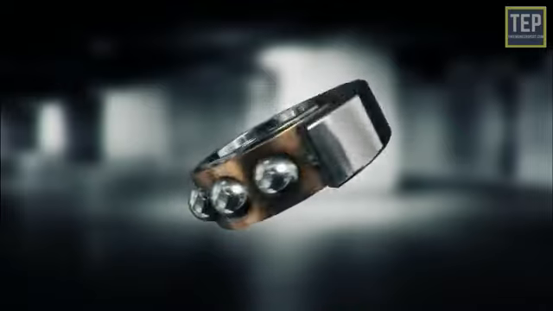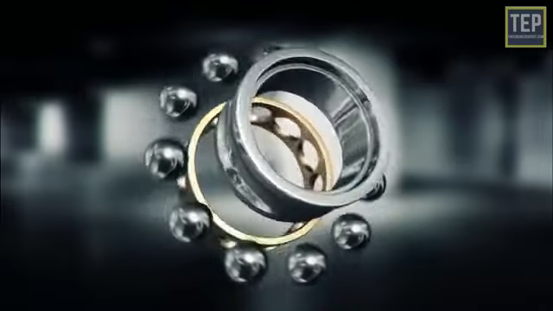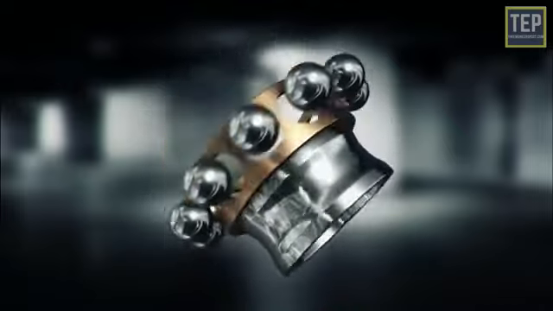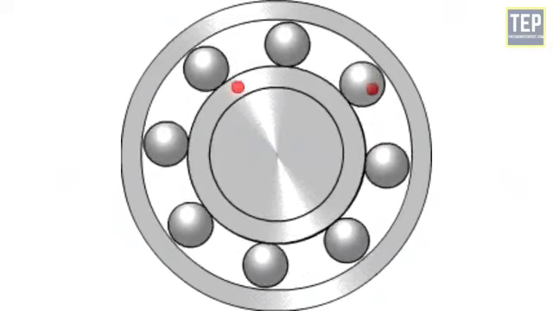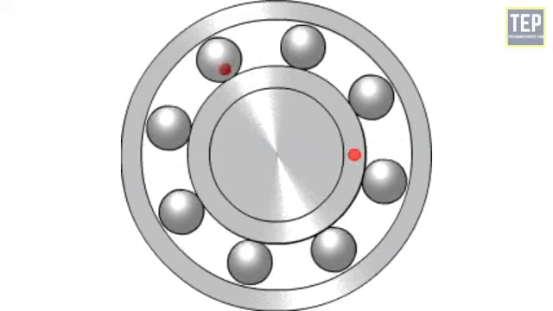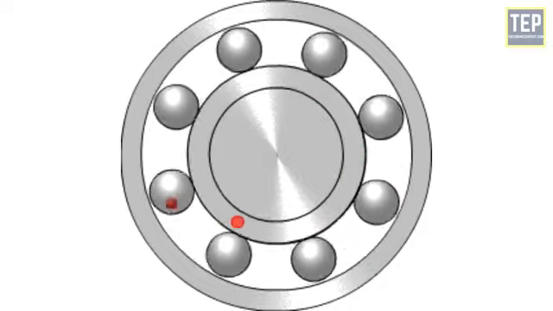Ball bearings are one of the most common types of bearing. They consist of a row of balls as rolling elements, trapped between two annulus-shaped metal pieces. These metal pieces are known as races. The inner race is free to rotate, while the outer race is stationary.